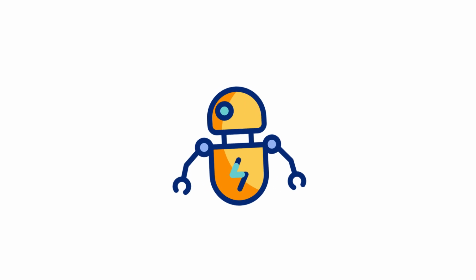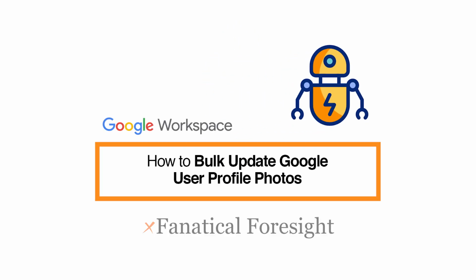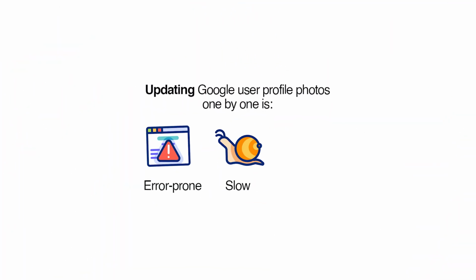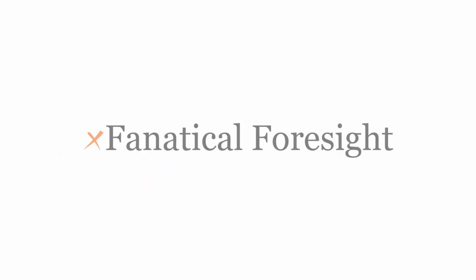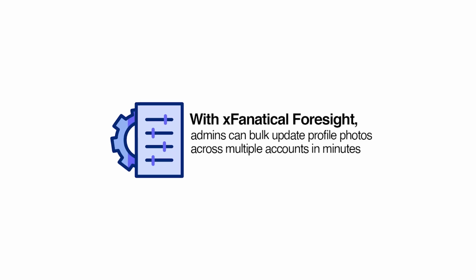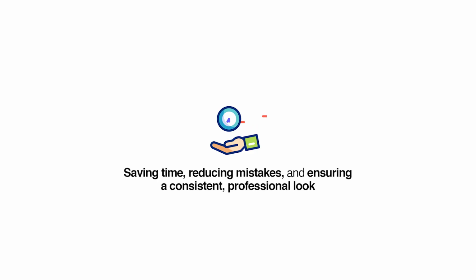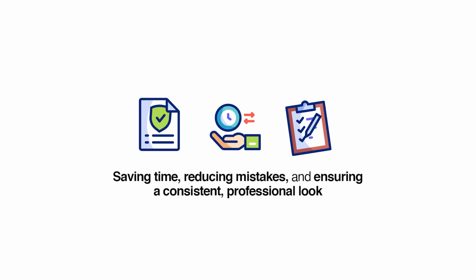Hi there! In this video, you'll learn how to bulk update Google user profile photos using xFanatical Foresight. Updating Google user profile photos one by one is slow, error-prone, and inefficient, especially for large organizations. That's where xFanatical Foresight comes in. With xFanatical Foresight, admins can bulk update profile photos across multiple accounts in minutes, saving time, reducing mistakes, and ensuring a consistent professional look. Let's dive in and see how it works.